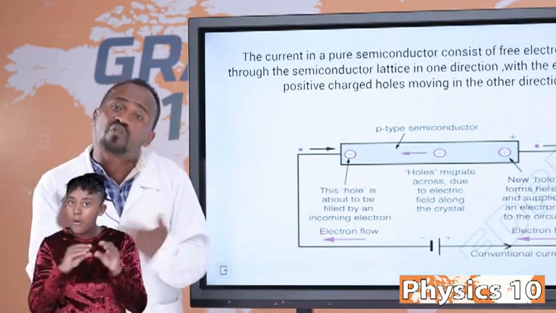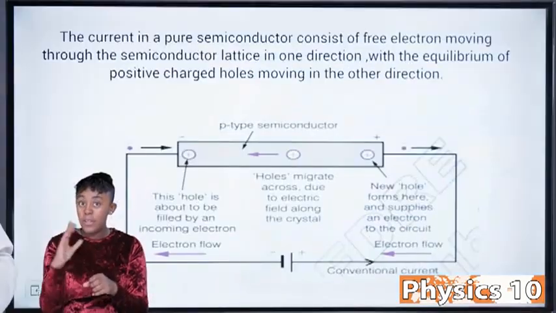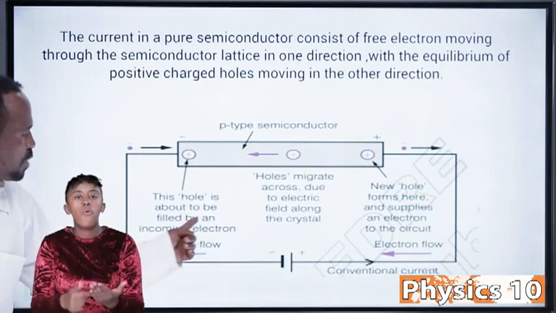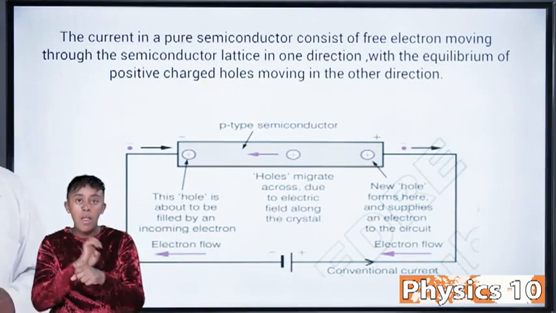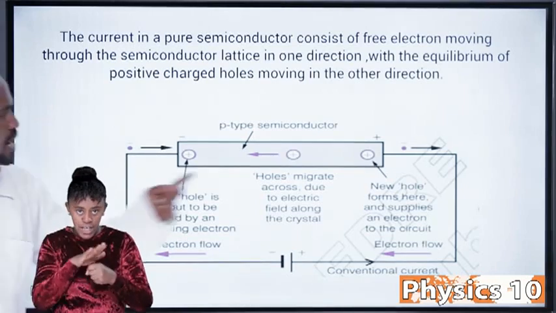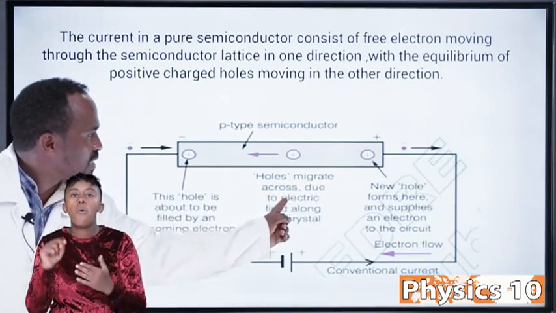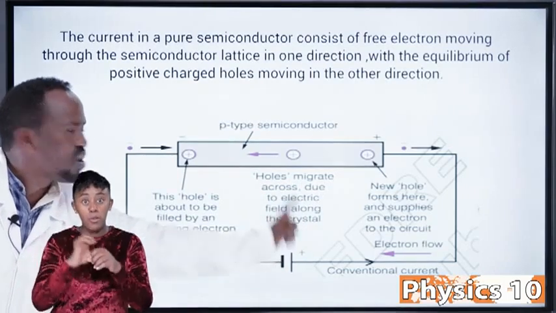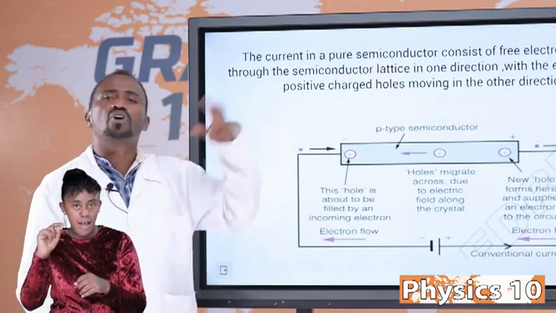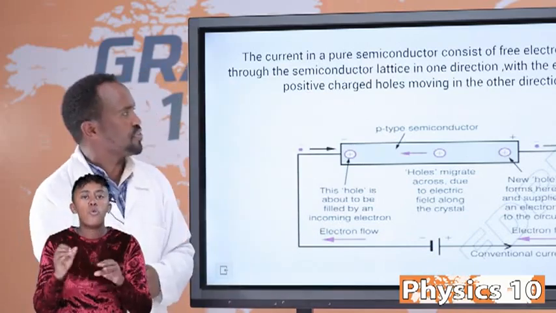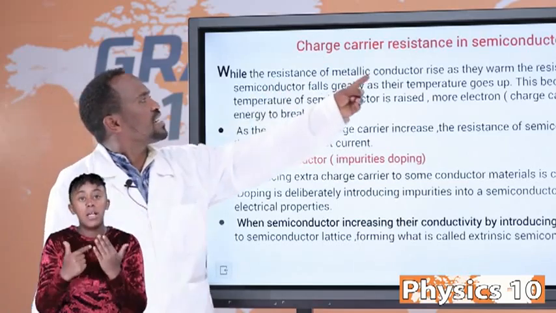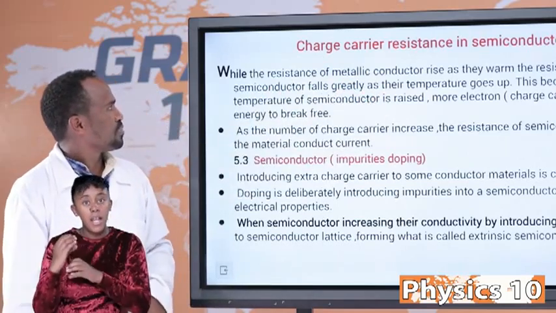Now let us see the movement of electrons only. So there is a hole. This hole is about to be filled by an incoming electron. When the electron comes, the hole is filled. And the hole has migrated across due to the electric field along the crystal. This is how the motion of electrons in the lattice is formed. Let's see charge carrier resistance in semiconductors.